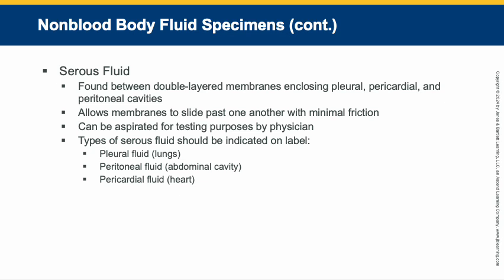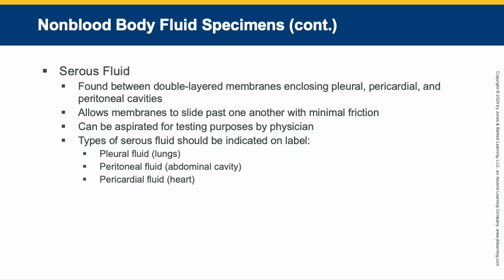Serous fluid. This is a pale yellow watery fluid found between the double membranes that enclose the pleural, pericardial, and peritoneal cavities. It lubricates the membranes that allow them to slide past one another with minimal friction. Any of these can be collected by a physician. They are aspirated with a needle and syringe.